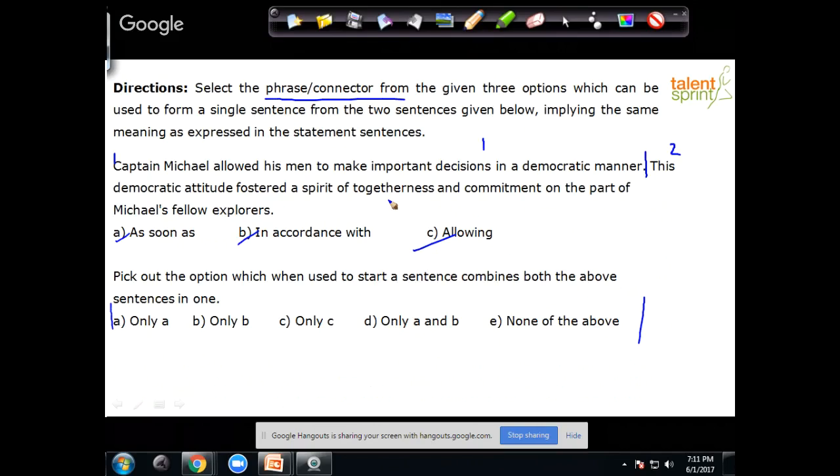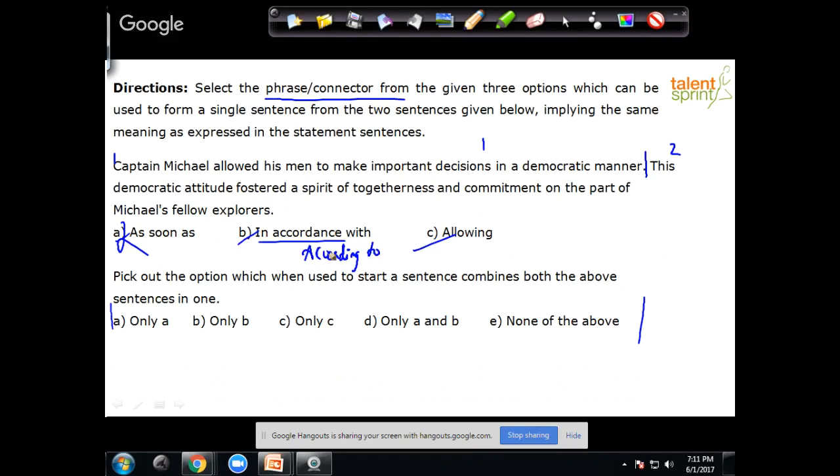Option A says, as soon as Captain Michael allowed his men to make important decisions in a democratic manner, something has to have happened. But that's not what the second sentence is saying. I will eliminate option A. In accordance with, Captain Michael allowing his men to make important decisions sounds very illogical. Anshul? In accordance with means what? According to.